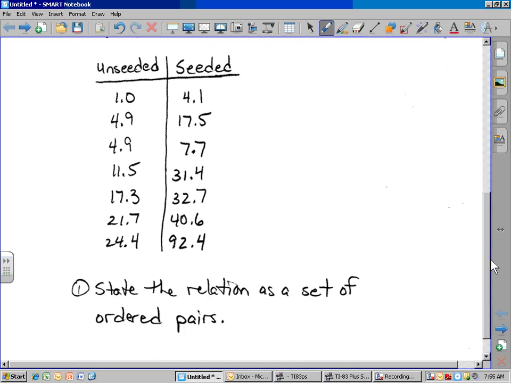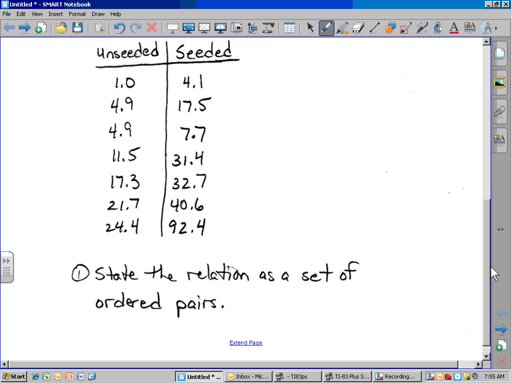Take a look at the first question we need to do. State the relation as a set of ordered pairs. An ordered pair has two elements, a first and a second, an abscissa and an ordinate. So it'll be the first ordered pair. Somebody with a hand. Good. Very straightforward. So we can do that with the rest of them.